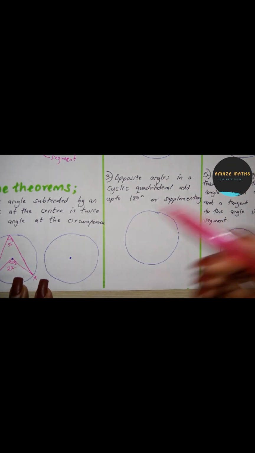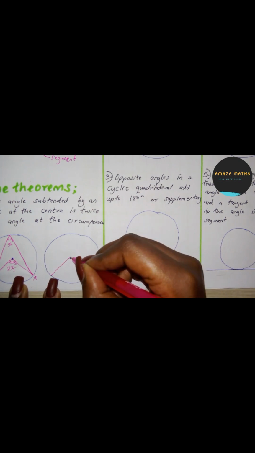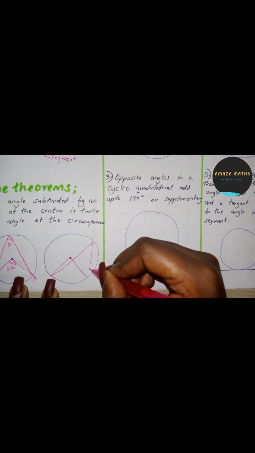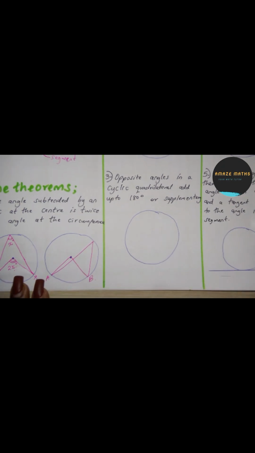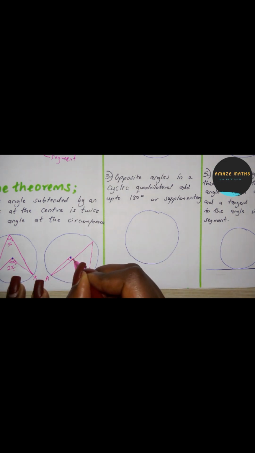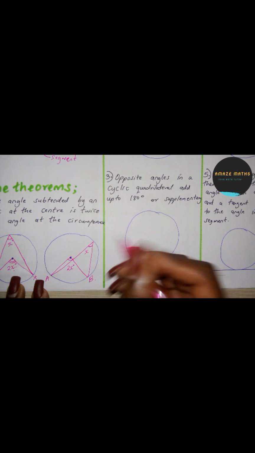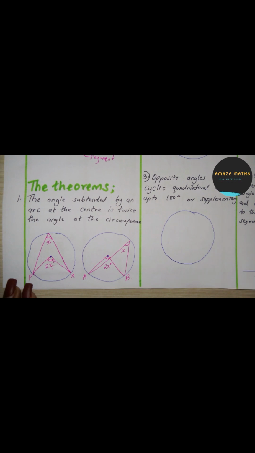Now you can draw it a different way. You can even draw it like this. So let's say this is A, B. So that's the arc, this part. So this angle over here is, let's say, 2x, and therefore the angle at the circumference will be half of it. Okay, so that's theorem number 1. So it's good you understand all theorems so that you can apply them in the question.